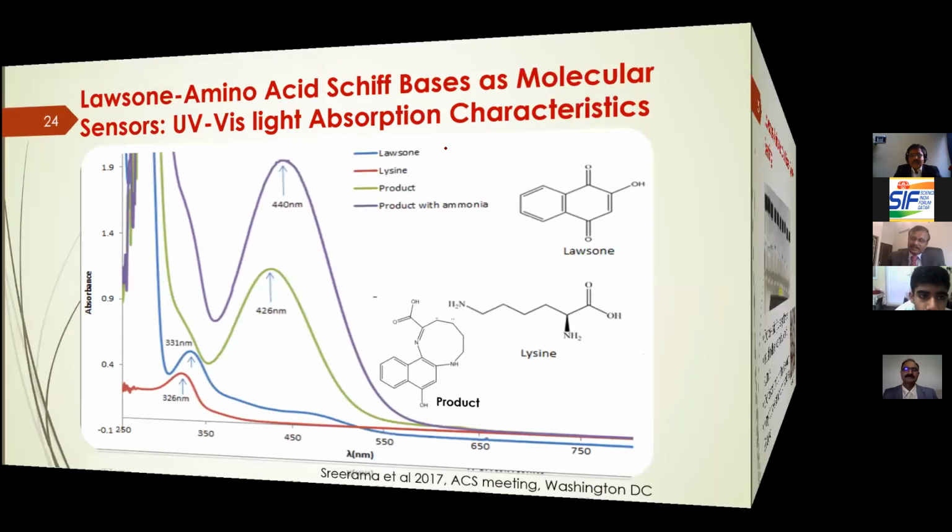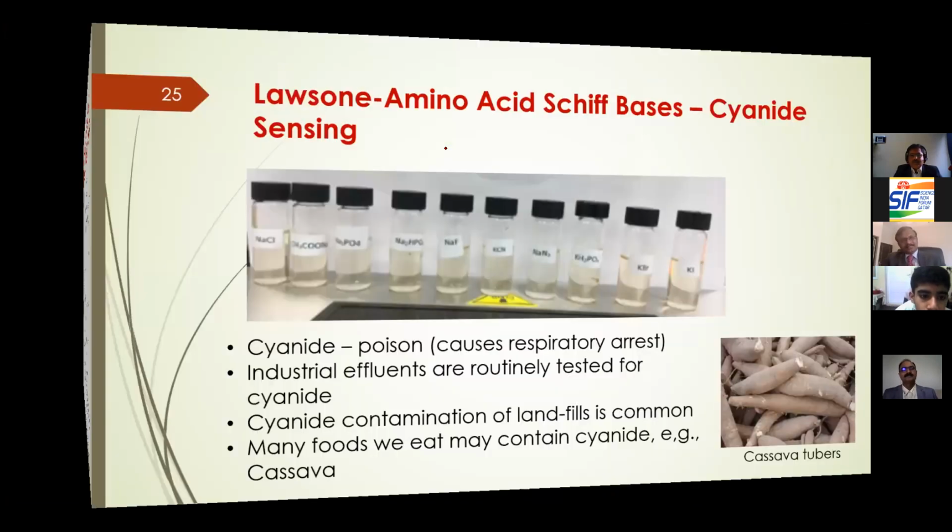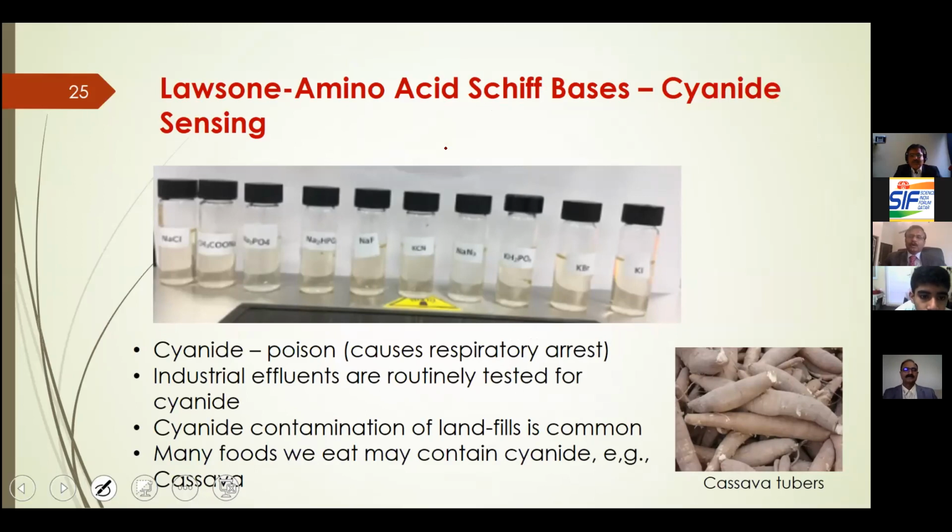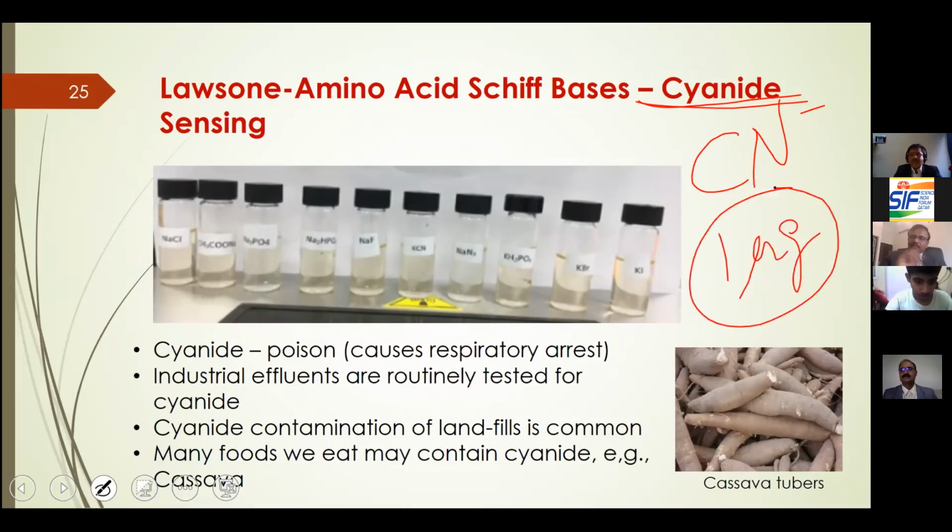Now we should ask a question: why are these sensors important? One of the common poisons we find in food we come across and water we drink is cyanide, and the formula for cyanide is CN minus. Cyanide is a very toxic compound. About 1 microgram is more than enough to kill a person. That's how poisonous, how potent, this compound is.